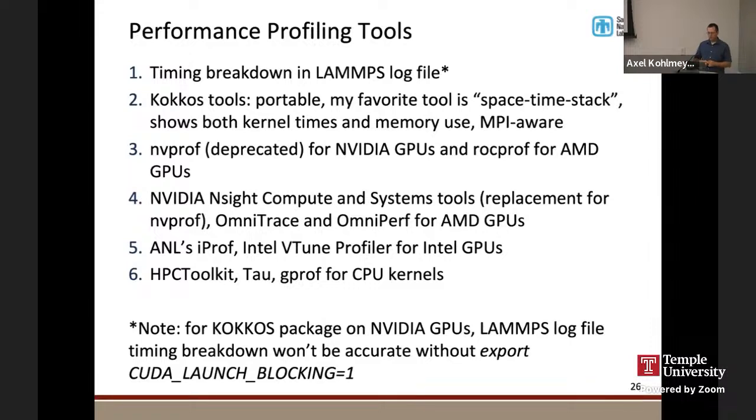One thing to note is that if you're running on NVIDIA GPUs, you need to set CUDA_LAUNCH_BLOCKING equals 1 to get an accurate timing breakdown. Otherwise, because we have some overlapping kernels, if you don't set this environment variable, then you'll get times that are kind of messed up, and times in one category when they should be in a different category.